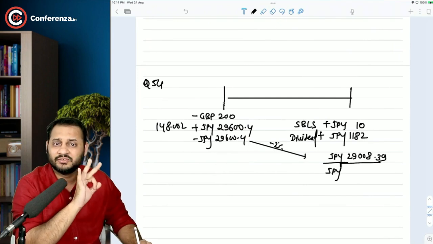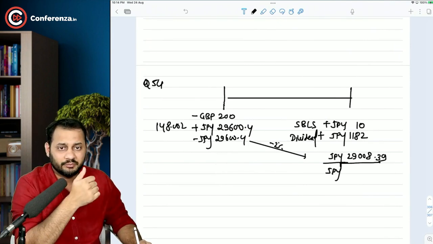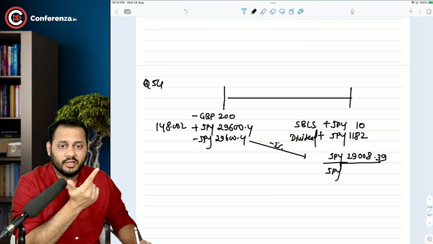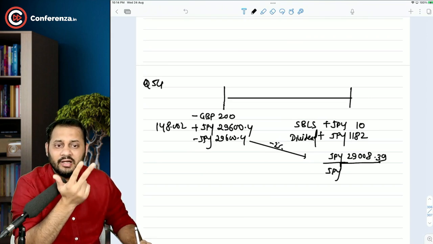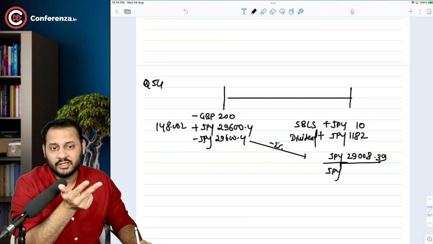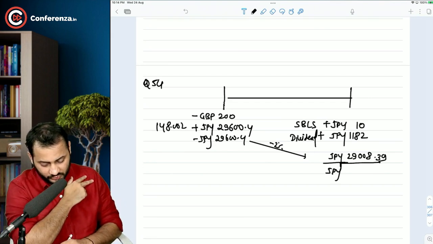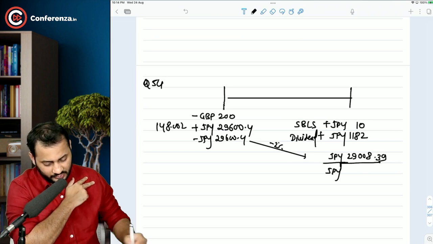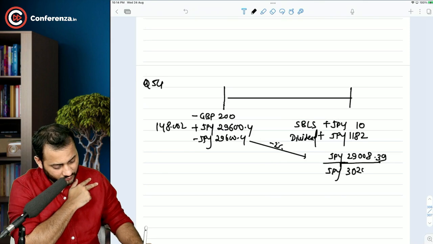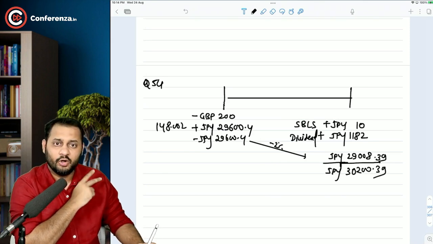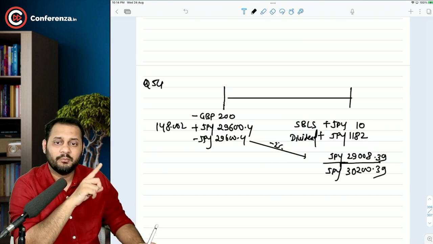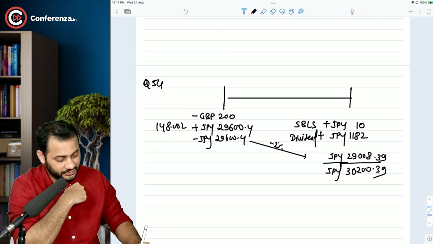We have 3 types of Japanese yen currencies. The income of 10 million for stock borrowing and lending, income of 1182, and the principal value. So 29,008.39 plus 1182 plus 10. So we will be having 3,200.39. All those will be sold back and converted into GBP.